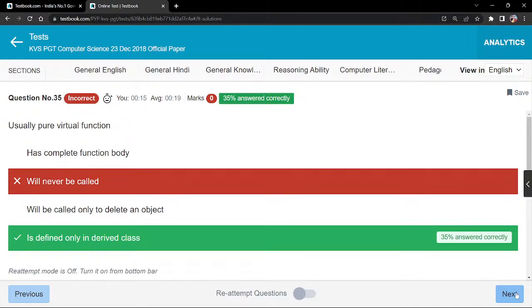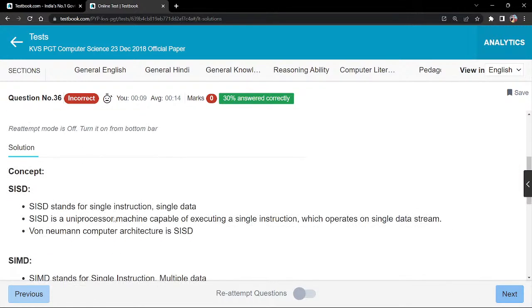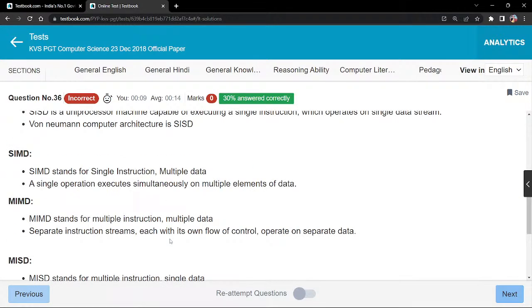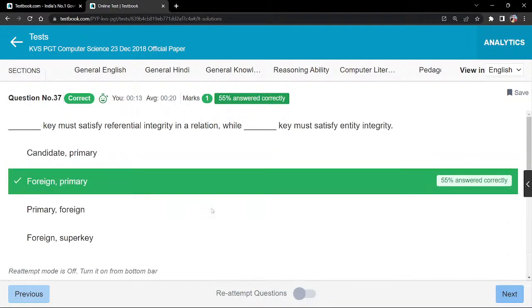Usually a pure virtual function is defined only in the derived class. Von Neumann is SISD, that is, von Neumann architecture. SISD basically stands for single instruction, single data, that is in von Neumann. So a foreign key must satisfy references and a primary key must satisfy the entity.